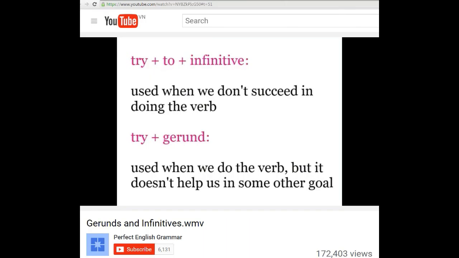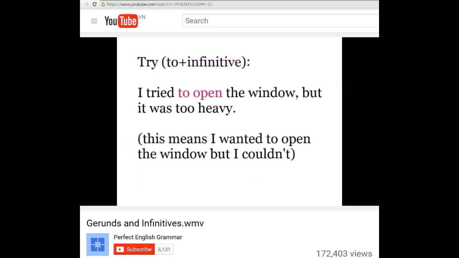We use try plus to plus infinitive when we don't succeed in doing the verb, and we use try plus gerund when we do the verb, but it doesn't help us in some other goal. Let's look at an example with try plus to plus infinitive. I tried to open the window, but it was too heavy. This means I didn't succeed in opening the window. I wanted to open the window, but I couldn't.